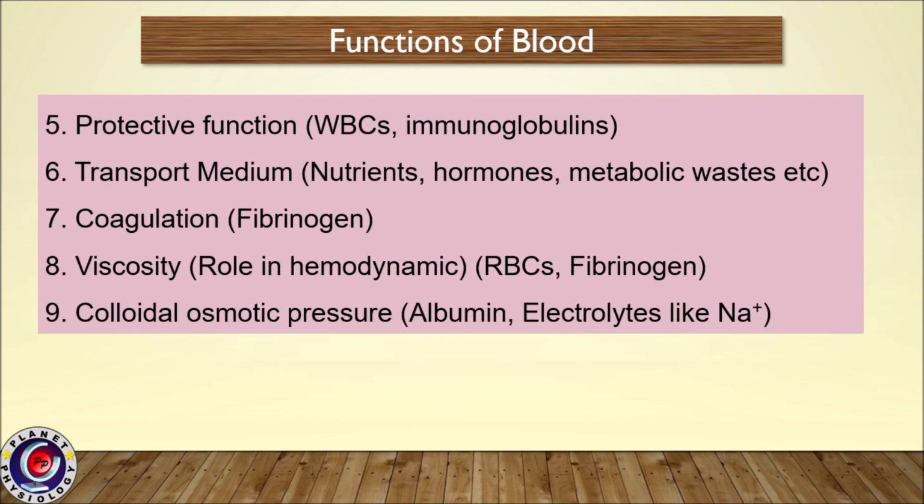The next function is protective function because of the presence of WBCs as well as immunoglobulins. Blood acts as a transport medium for nutrients, hormones, metabolic waste products, drugs, etc. Coagulation is another important function of blood, mainly because of fibrinogen and other globulins. RBCs as well as fibrinogen are responsible for imparting viscosity to the blood, which plays an important role in various hemodynamic principles. Albumin as well as electrolytes like sodium play an important role in maintaining plasma colloidal osmotic pressure, which is highly essential to prevent edema.